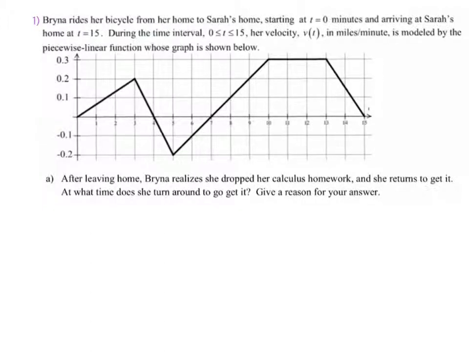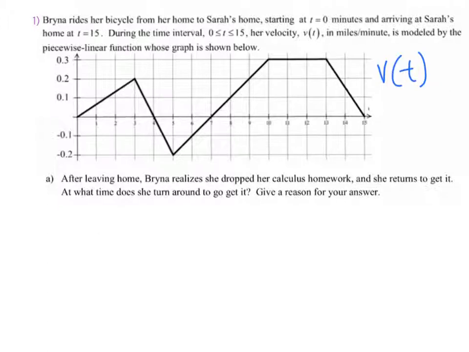Okay. Number 1 says, Brina rides her bicycle from her home to Sarah's home, starting at t equals 0 minutes and arriving at Sarah's home at t equals 15. During the time interval 0 less than or equal to t less than or equal to 15, her velocity, v of t, in miles per minute is modeled by the piecewise linear function whose graph is shown below. So this is velocity for Brina's ride to Sarah's house.